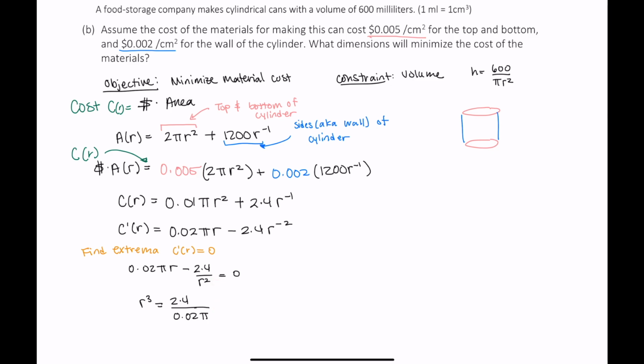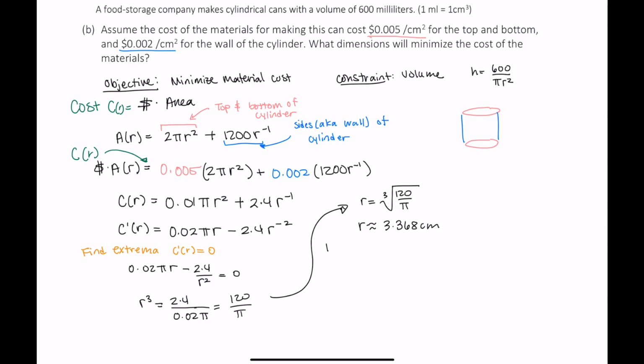And then you can use your calculator or try this manually to get that this is actually 120 divided by pi. Okay, so let's finish this up. r is equal to the cube root of 120 over pi. And on your calculator, you should get that r is about 3.368 centimeters.